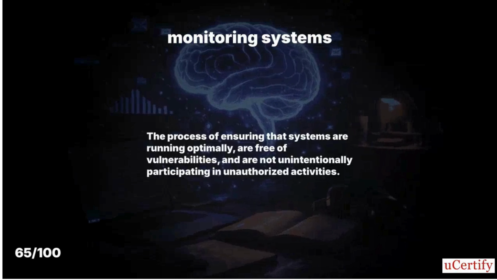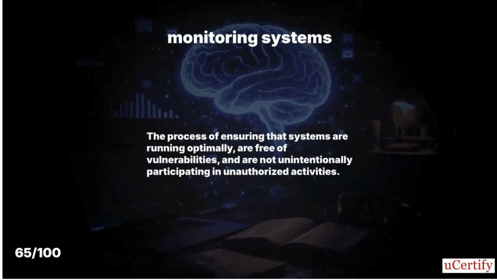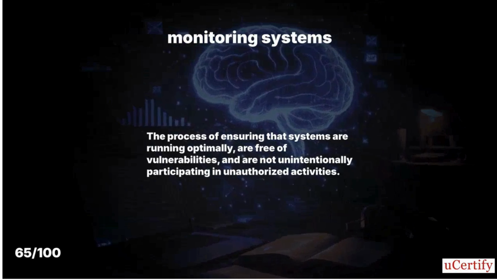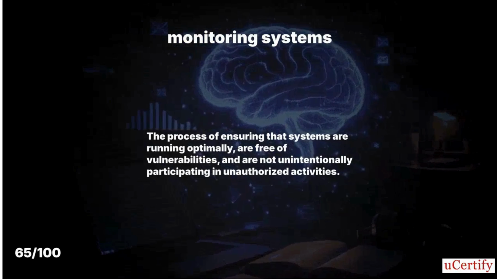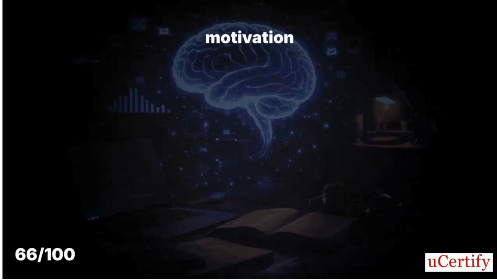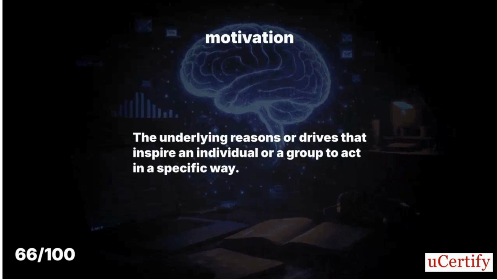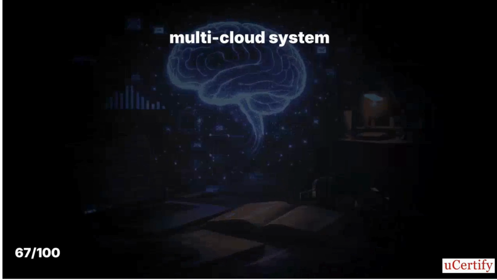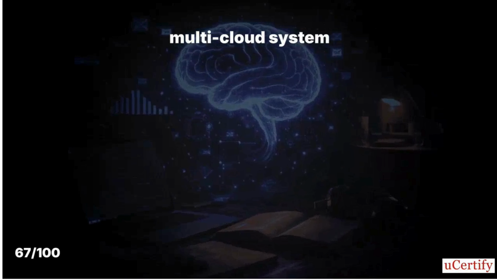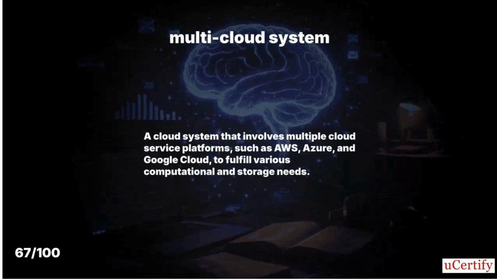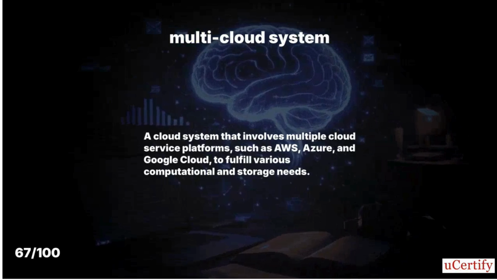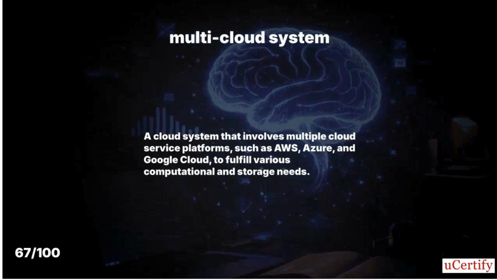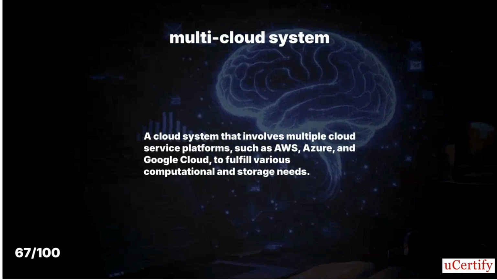Monitoring systems. The process of ensuring that systems are running optimally, are free of vulnerabilities, and are not unintentionally participating in unauthorized activities. Motivation. The underlying reasons or drives that inspire an individual or a group to act in a specific way. Multi-cloud system. A cloud system that involves multiple cloud service platforms, such as AWS, Azure, and Google Cloud, to fulfill various computational and storage needs.